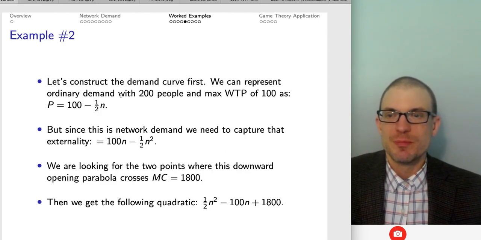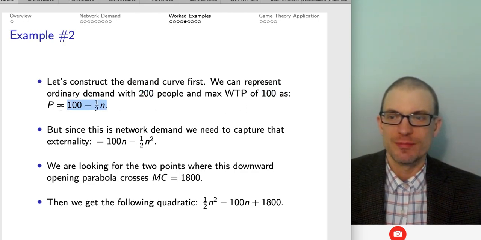All right, so first we need to build our ordinary demand curve. We can represent this as an ordinary demand curve with 200 people and a maximum willingness to pay of 100. That's this. Wait a second, where'd that come from?